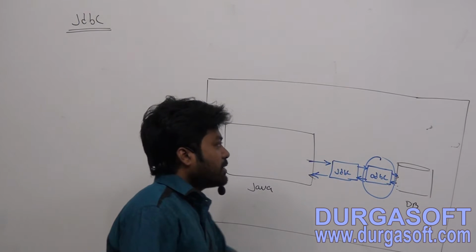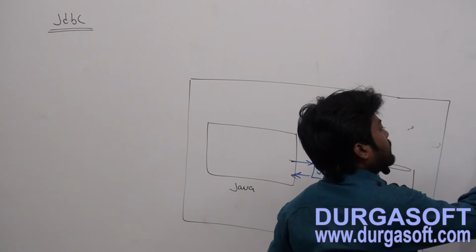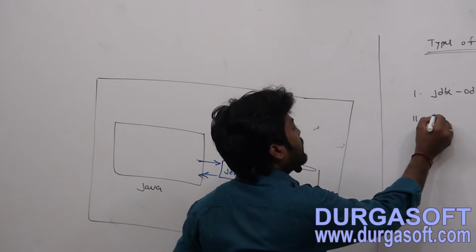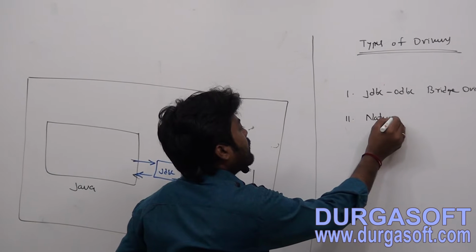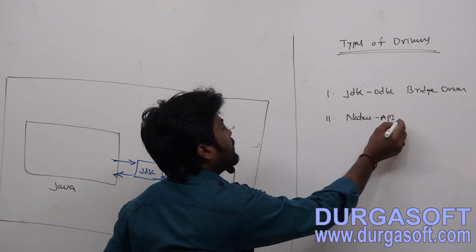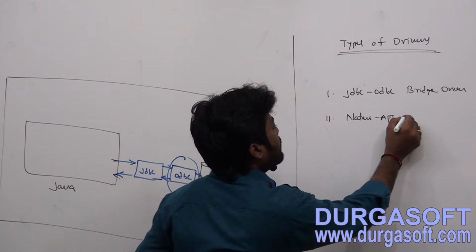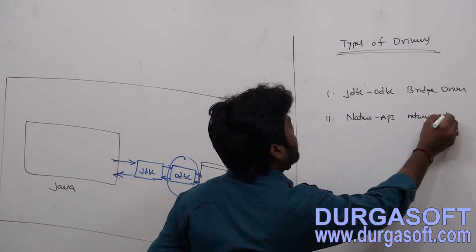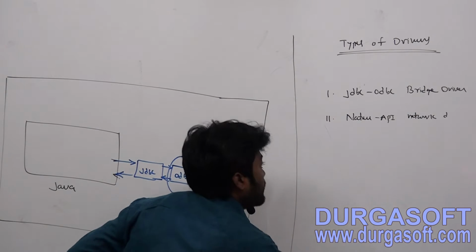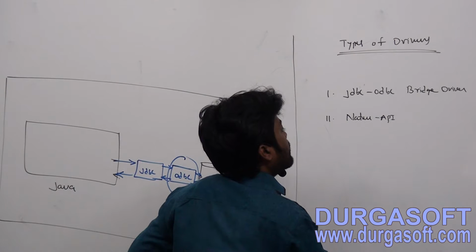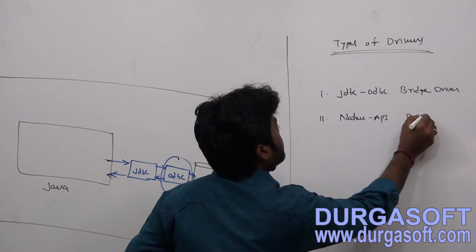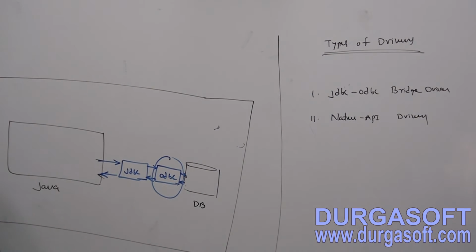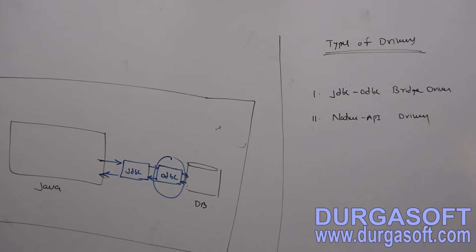And coming to this type 2 driver. Type 2 driver name is what? Native API network driver, native API driver. So coming to this native API driver, in case of native API driver, what happens here?